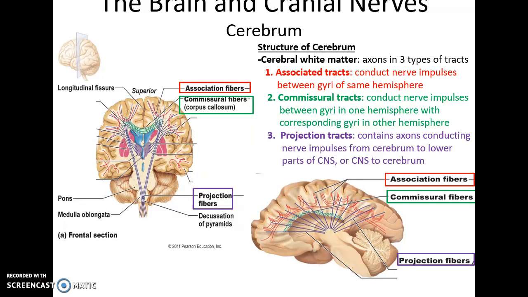There are various cerebral tracts within the white matter that help to connect different regions of the cerebrum. There are association tracts. Association tracts conduct nerve impulses between gyri of the same hemisphere. There are the commissural tracts. Commissural tracts conduct nerve impulses from the gyri in one hemisphere to the corresponding gyri in the other hemisphere, usually passing through the corpus callosum. And then the projection tracts. The projection tracts contain axons conducting impulses from the cerebrum to lower parts of the central nervous system, or from the central nervous system to the cerebrum.